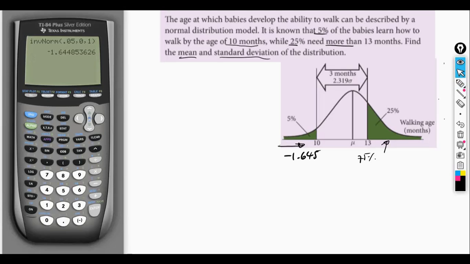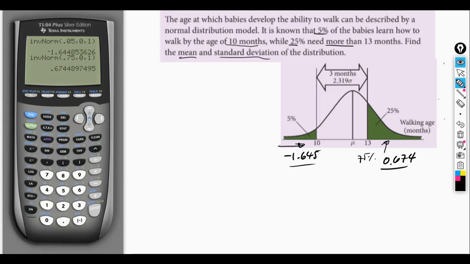So now we do the same, but for 75%. So option 3, and this is going to be 0.75. And then again, the mean is 0, and the standard deviation is 1. So here we have that the z-score is going to be 0.674. Okay, so there's several ways to do this, but notice that this period of 3 months difference corresponds to the difference between these two z-scores, right?